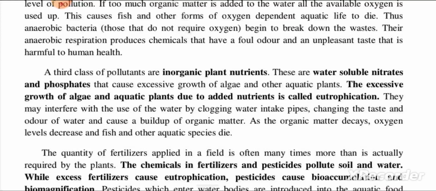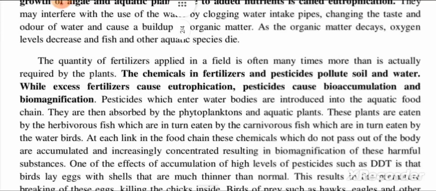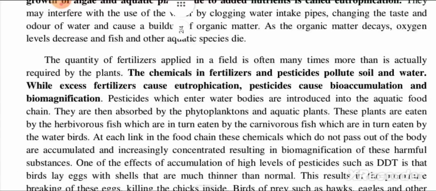A third class of pollutants are inorganic plant nutrients. These are water-soluble nitrates and phosphates that cause excessive growth of algae and other aquatic plants. The excessive growth of algae and aquatic plants due to added nutrients is called eutrophication. They may interfere with the use of the water by clogging water intake pipes, changing the taste and odor of water, and causing a buildup of organic matter. As the organic matter decays, oxygen level decreases and fish and other aquatic species die. The quantity of fertilizer applied in a field is often many times more than is actually required by the plants.